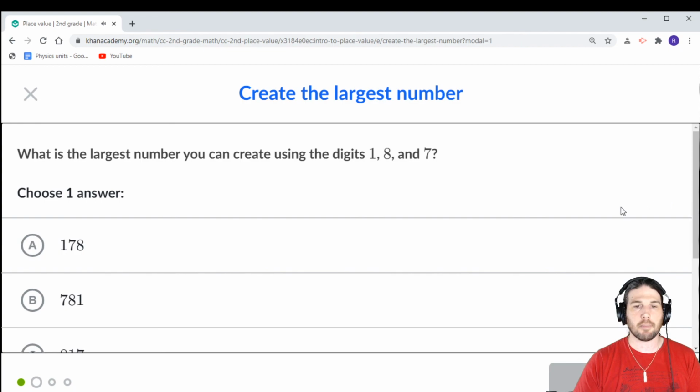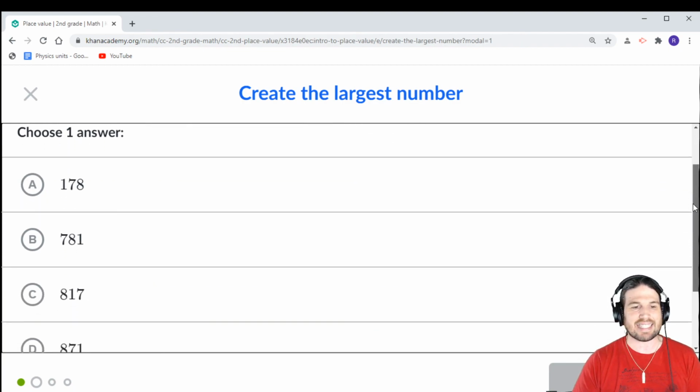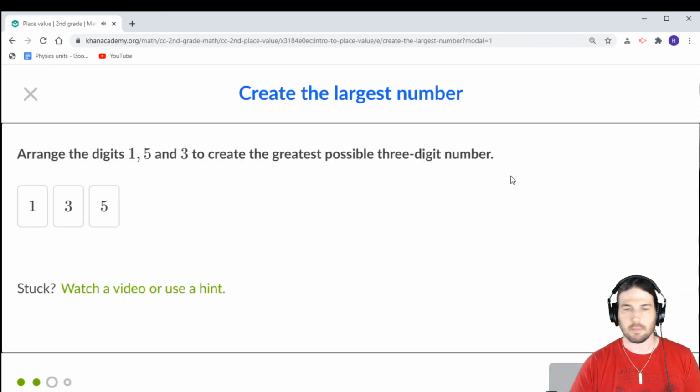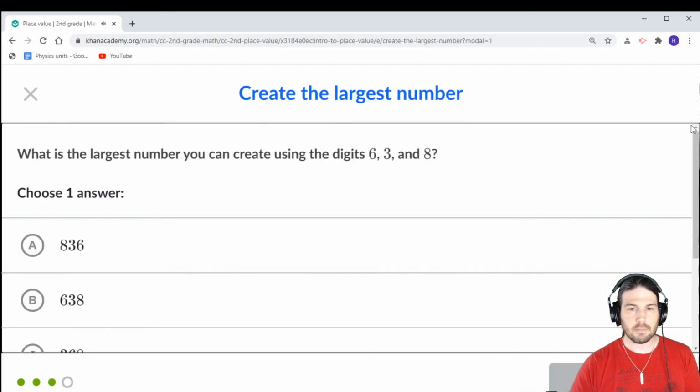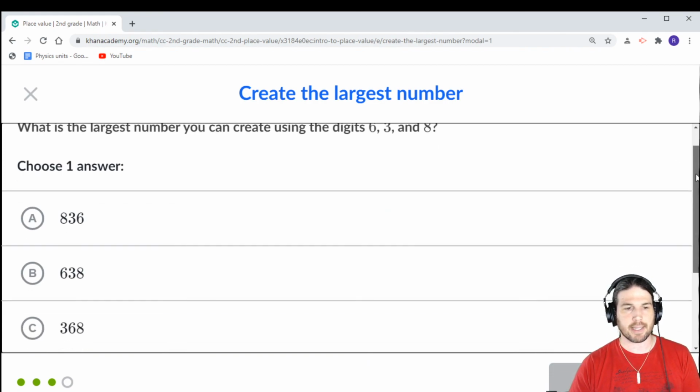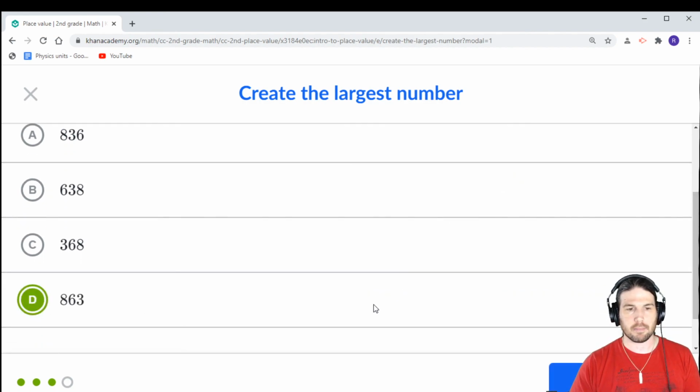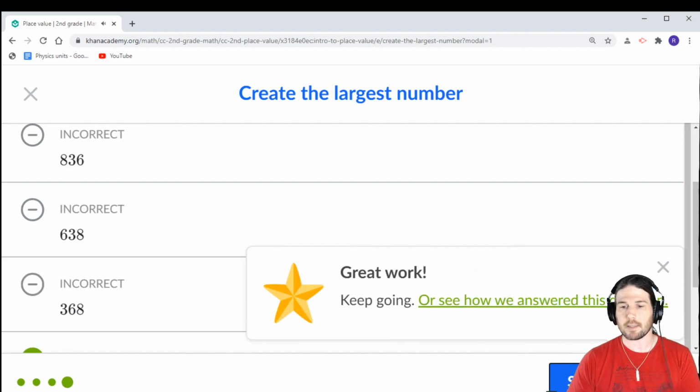What is the largest number you can create using 1, 8, and 7? Well, that would be 871. Arrange the digits 5, 3, 1. Again, largest, middle, smallest. What is the largest number you can create using a 6, a 3, and an 8? Well, that would be 863. Again, just looking for the one that has a descending order of digits, which is also good practice.